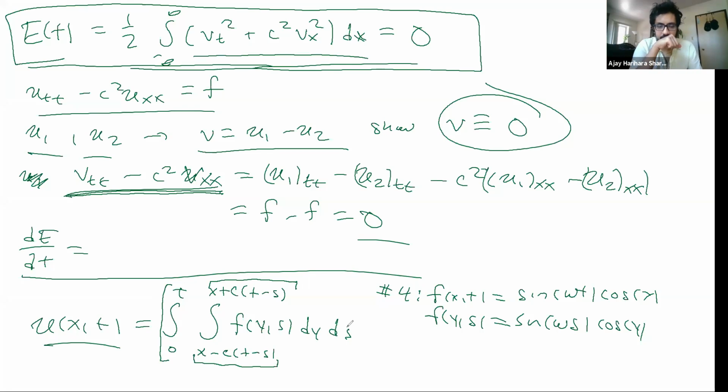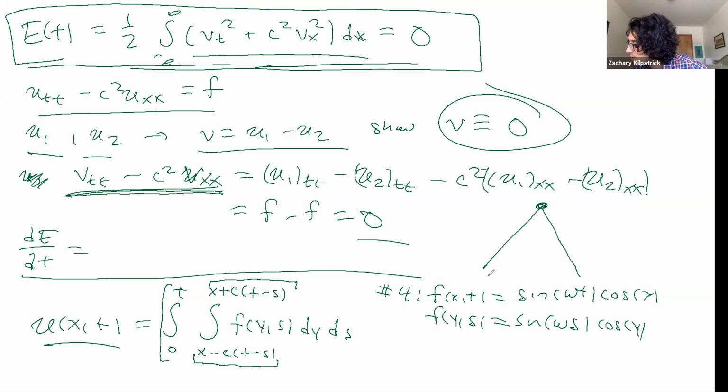Okay, that's right. And the second part was a bit more difficult to understand. Are you saying problem 4 is hard? Yeah, the limits of the second integral, x minus c times t minus s and x plus c times t minus s, how do we interpret that? So this is just the domain of dependence, right?